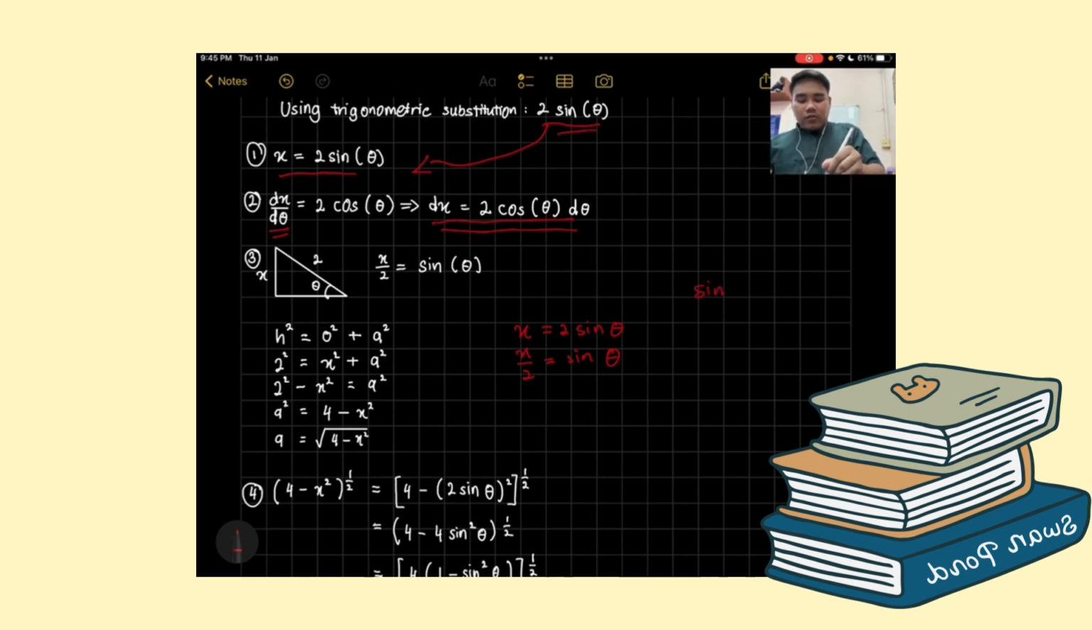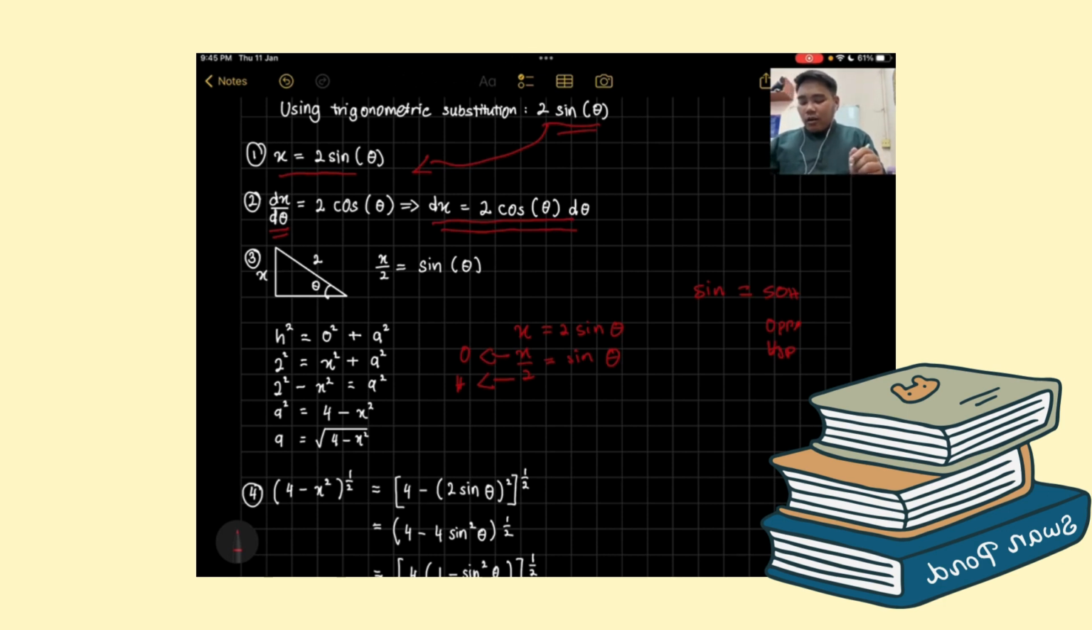As we know, the formula of sine is opposite over hypotenuse. So this becomes the opposite and this becomes the hypotenuse. We must put them in the triangle. Next we must find the adjacent.